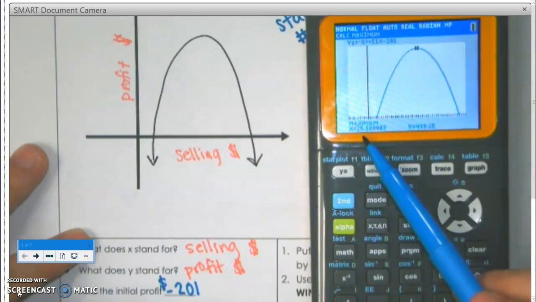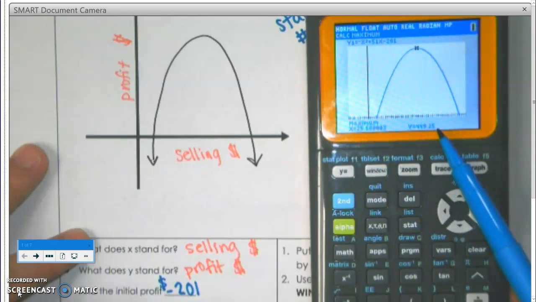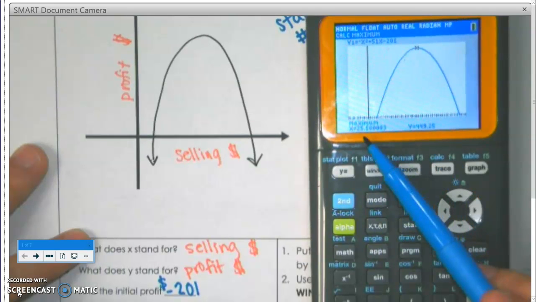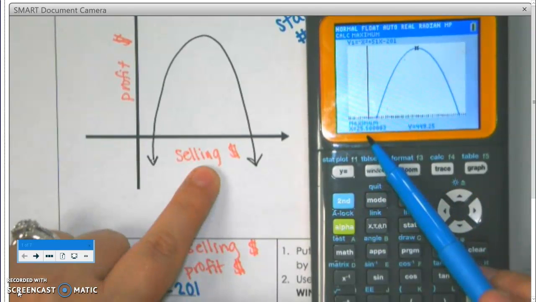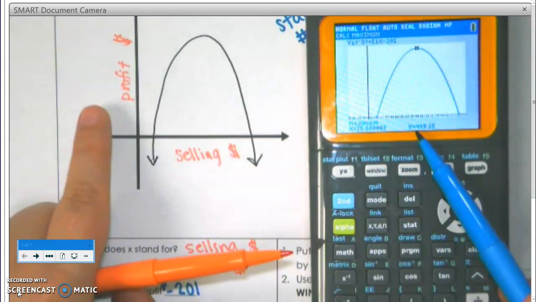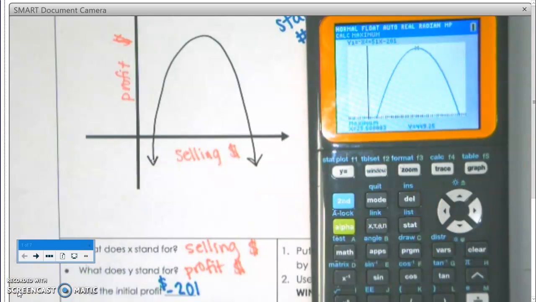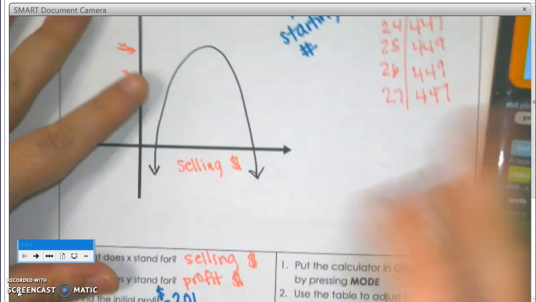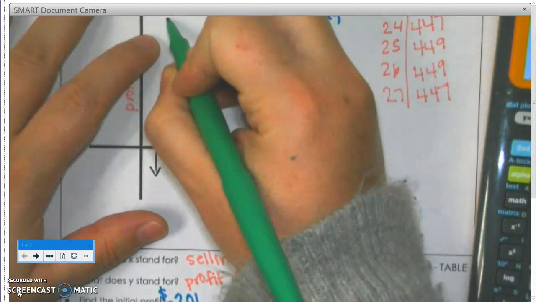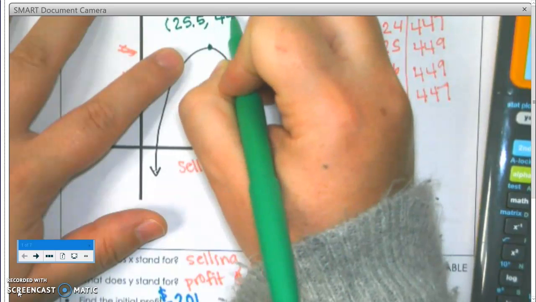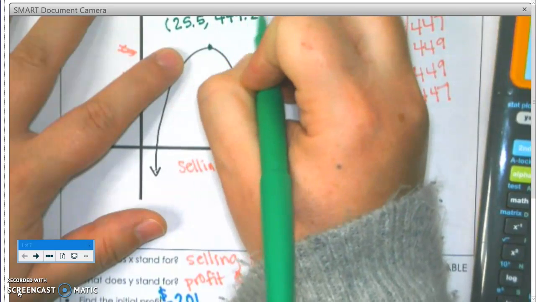All right, so my maximum X is 25.5. My maximum Y is 449.25. So X is the selling price. Y is the profit. So I'm going to use those two answers. So the maximum, 25.5 and 449.25.